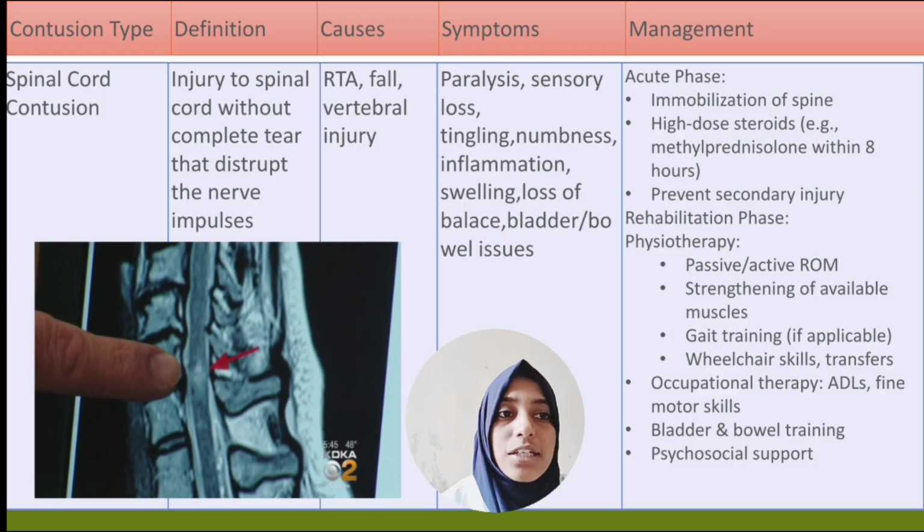In the rehabilitation phase, we can go for physiotherapy like passive or active range of motion exercise, strengthening exercise of available muscles, and gait training if applicable, wheelchair mobility and transfers. Occupational therapy for ADLs and fine motor skills, bladder and bowel training, and psychosocial support should be given.